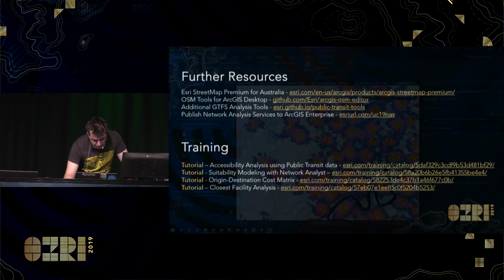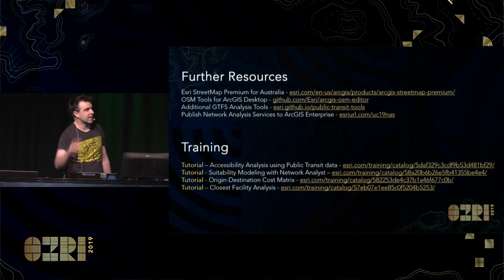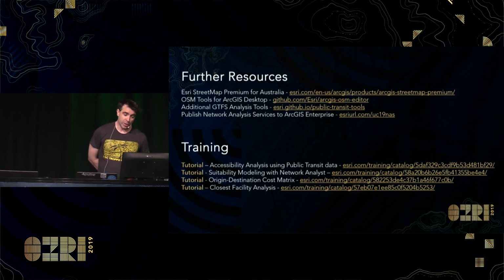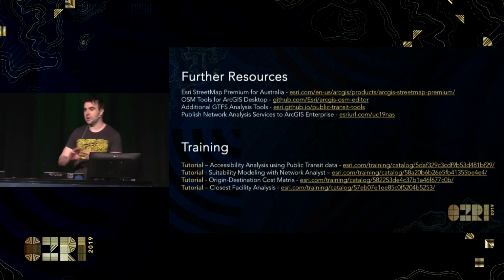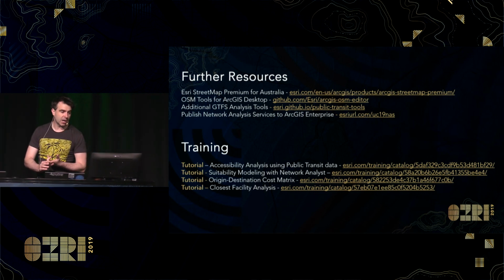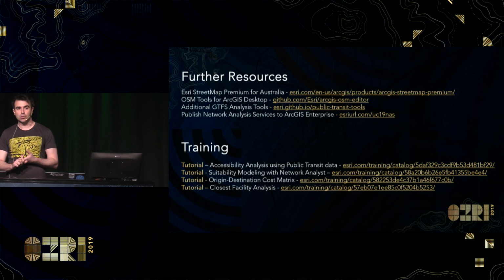So that's pretty much it. These are some additional resources to get more information. I'll be on the Arc Lab this afternoon. The training courses are really good there. Getting started with that OpenStreetMap data and the data from TransLink, if you're into urban planning or looking at accessibility analysis, these tools are well worth having a look.